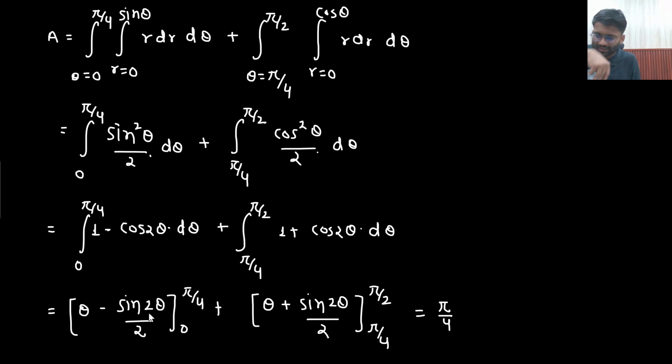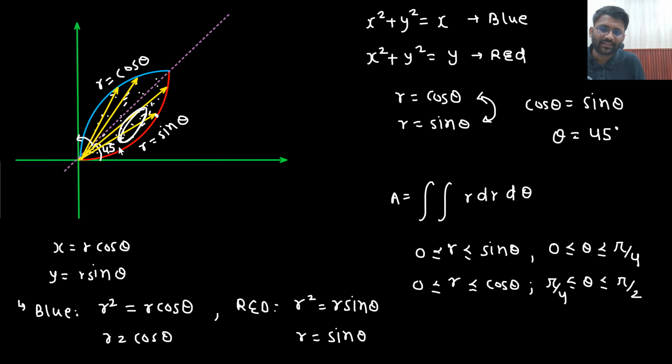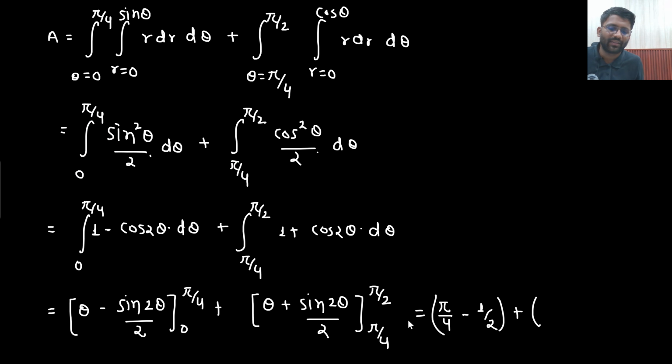then it will become sin pi by 2, and sin pi by 2 is 1, so 1/2. Then minus, I put 0, it will become 0 only. So pi by 4 minus 1/2 is what you will get from the first limit. And from the second limit you will get the same, because you know that whatever this area is, the same area will be here as well, so you will get the same answer actually, but still we are doing it.